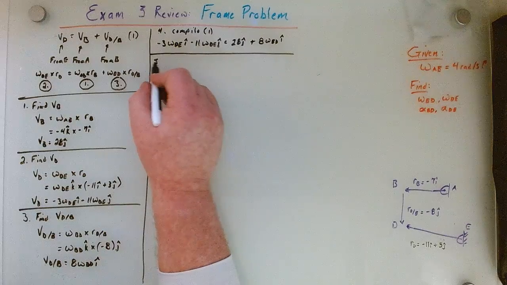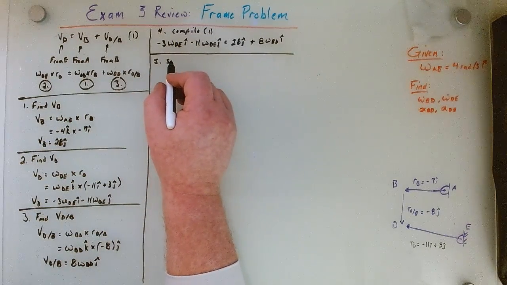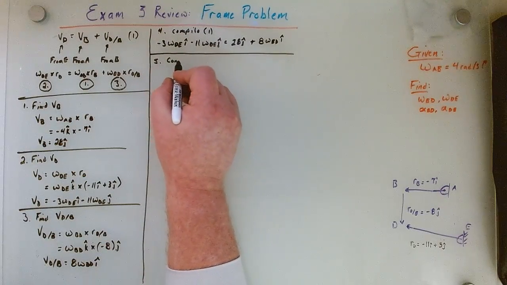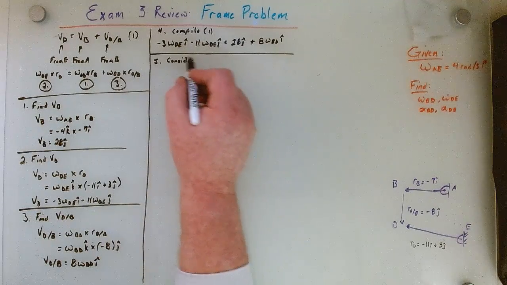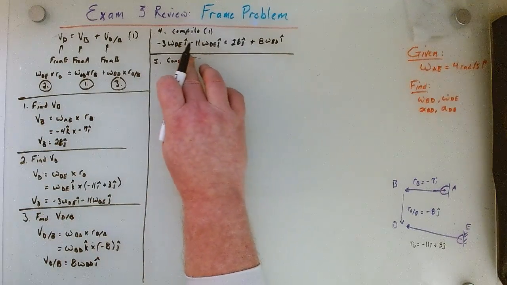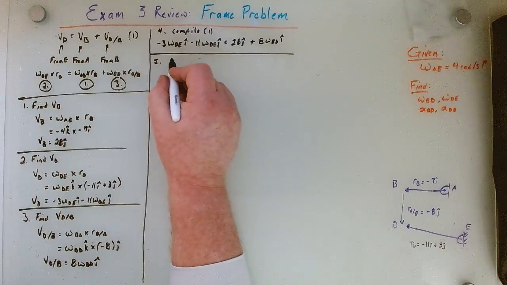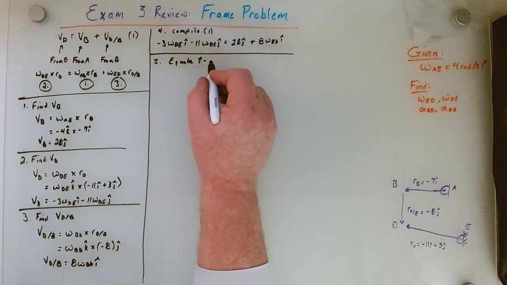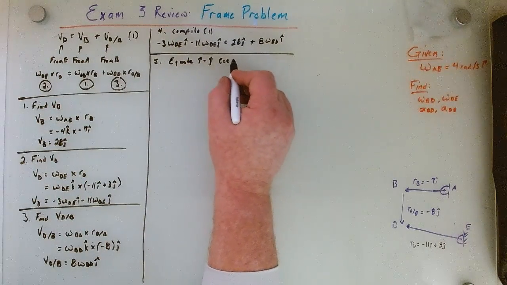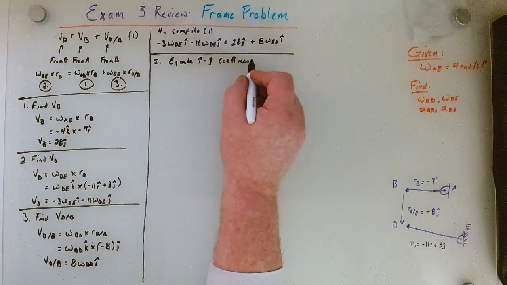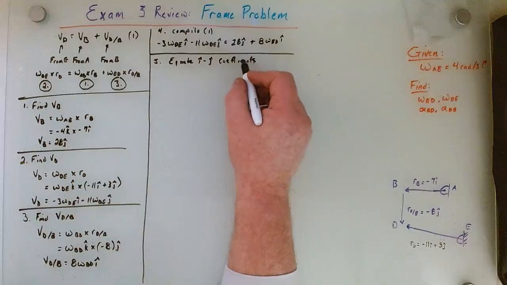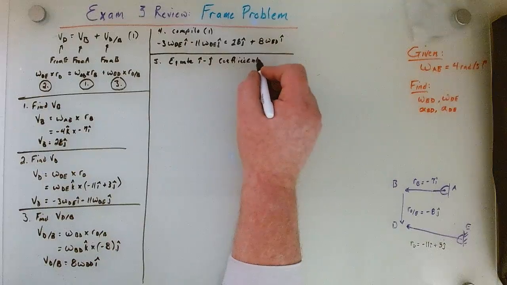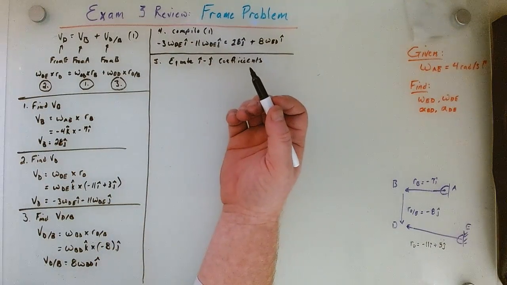So step 5. We'll equate IJ coefficients. Actually, it's not considering, it's equating. Equate IJ coefficients.